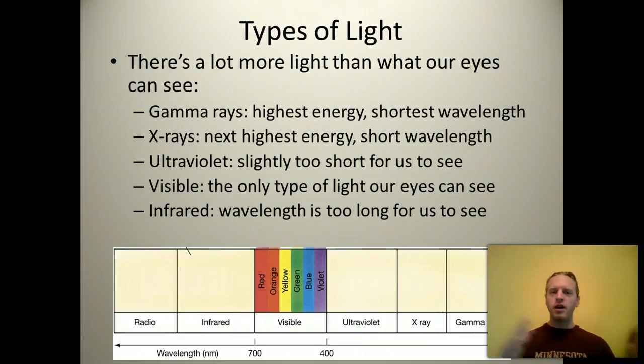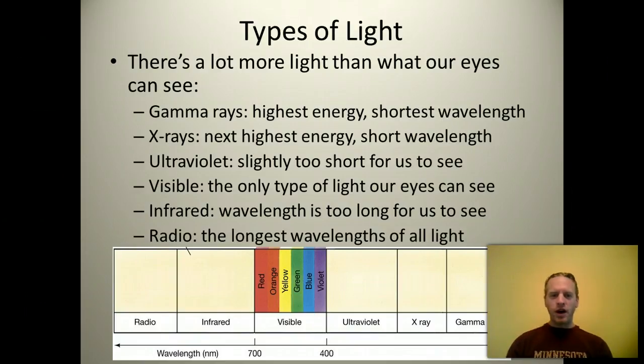Finally, the very longest wavelengths of light that we deal with are what we call radio waves. A common misconception is that radio waves are a type of sound wave. When you turn on the radio in your car, the radio antennas, the big tall things that you see in the cow fields, are giving off a type of light. We can't see that light because the wavelength is so long, but it is indeed a type of light.